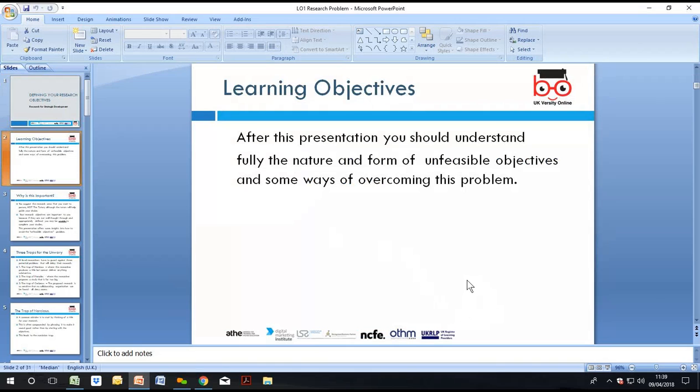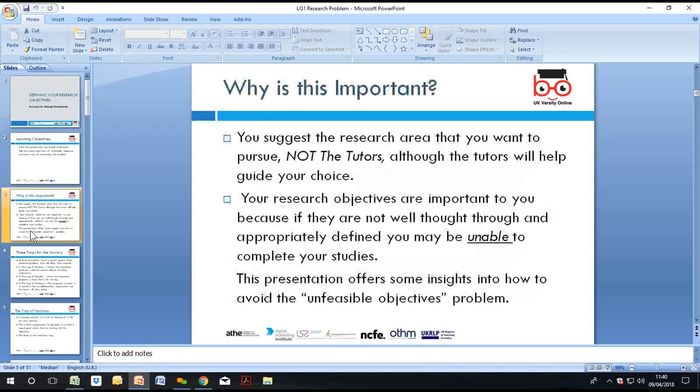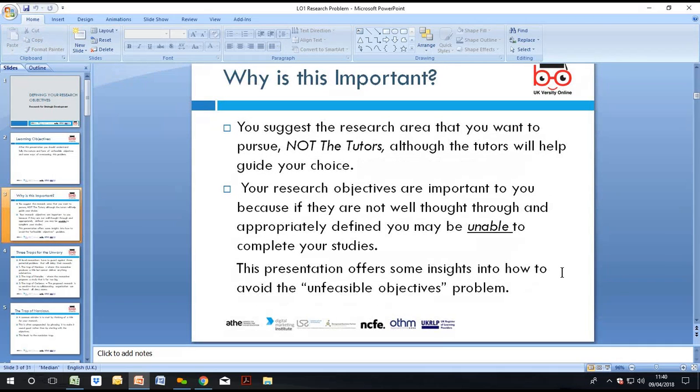So after this presentation, you should understand fully the nature and form of unfeasible objectives. That means ones that will not work, and some ways of overcoming the problem. Why is this most important? You suggest the research area that you want to pursue, not the tutor, not me, right? Although tutors, like myself, will help to guide your choice, your research objectives must be important to you. Because if they are not well thought through and appropriately defined, you may be unable to complete your studies. This presentation offers some insights into how to avoid subjects or objectives that will not work.